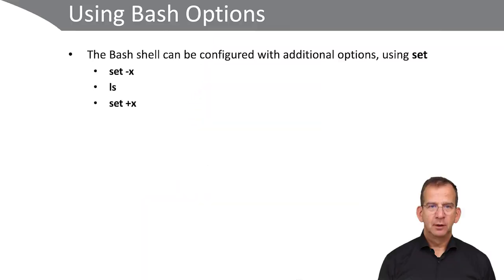In this video I want to introduce bash options. So what are bash options? Well, the thing is that the bash shell script can be configured with additional options. And these additional options are telling bash how to do its work. You can use set to work with these options. For instance, set -x, and then we do an ls, and set +x will change the behavior of running the ls command. I'll show you in just a little bit.